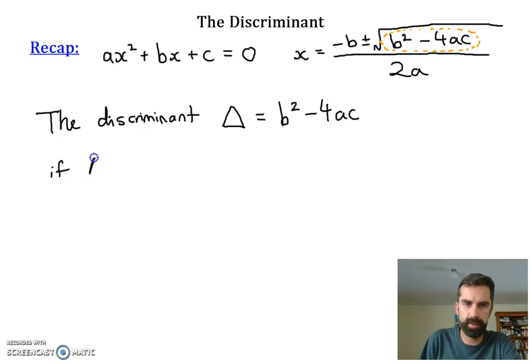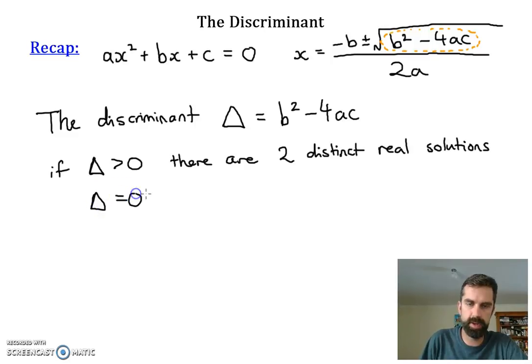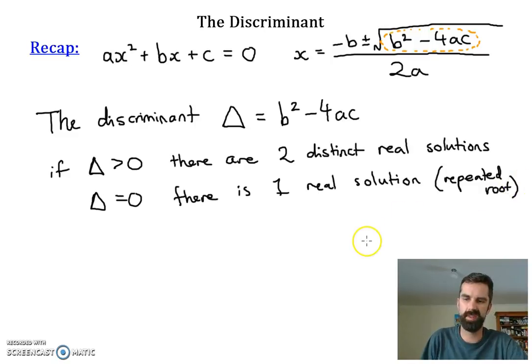and we say that if the discriminant is greater than 0, there are two distinct real solutions. If the discriminant equals 0, there is one real solution. And you might hear that referred to sometimes as a repeated solution or a repeated root, because normally we expect there to be two, and if there's one, we just say that it's the same one twice. It's repeated. So that's why you might see that.